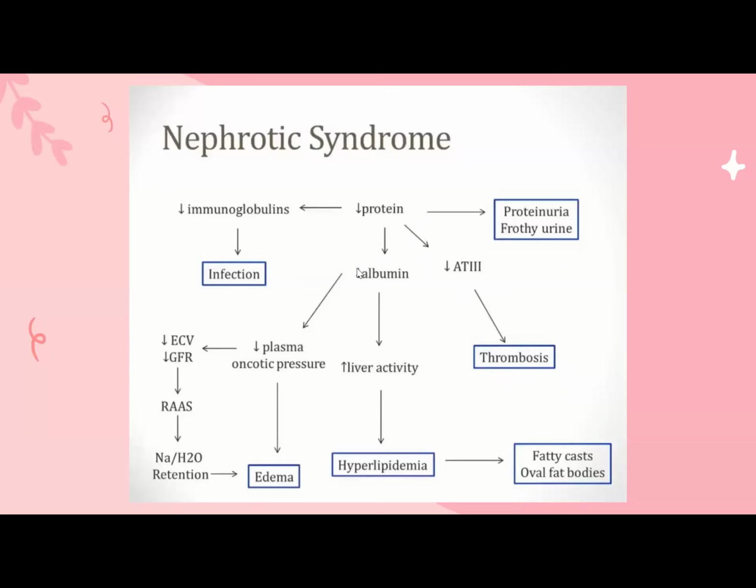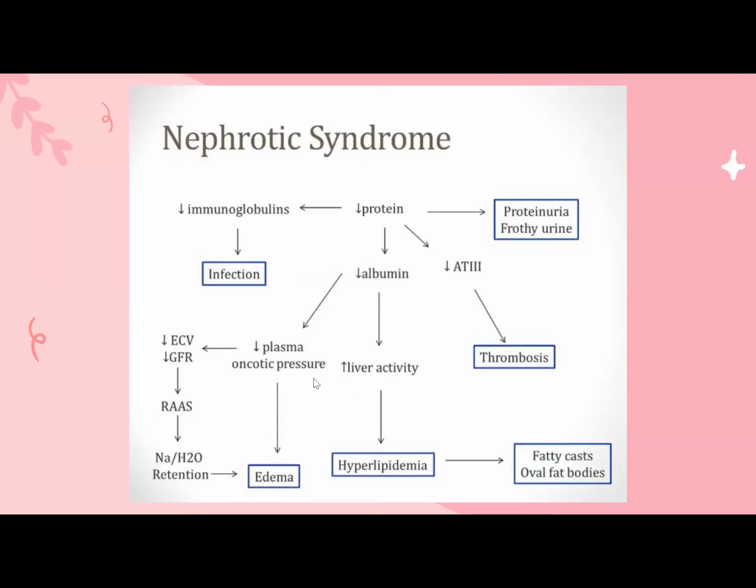Next, the amount of albumin in your blood is decreasing, right? When your albumin decreases, your liver senses that because the liver is synthesizing albumin. When the blood levels are low, your liver is going to detect that and increase all of its activity to try to keep up with the albumin demands. When it increases its activity, it also ends up producing more triglycerides, more lipids. And when that happens, you have your characteristic fatty casts or oval fat bodies which are present in your urine. Very characteristic of nephrotic syndrome. You have a decrease in the number of immunoglobulins, which are also proteins, by the way, and that predisposes you to infections.